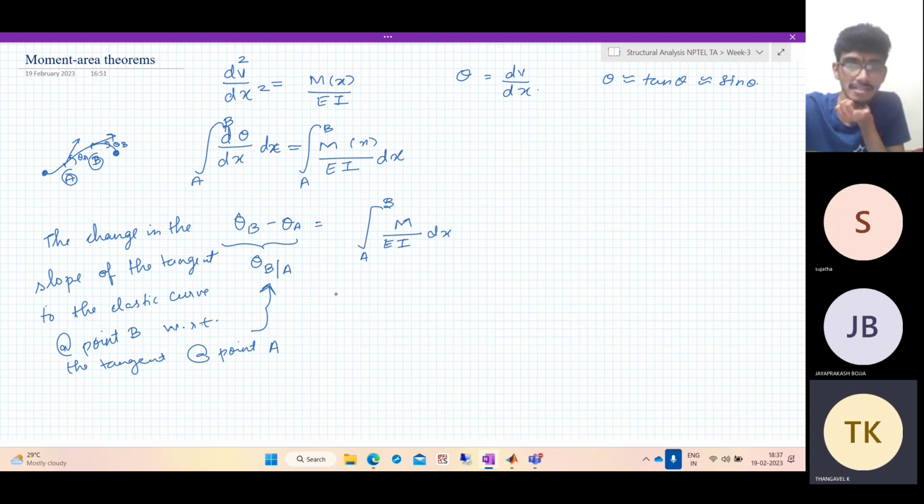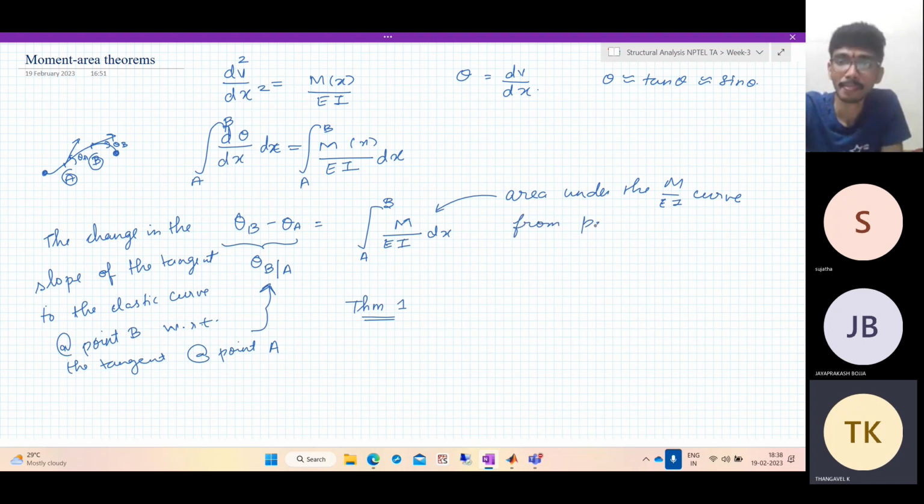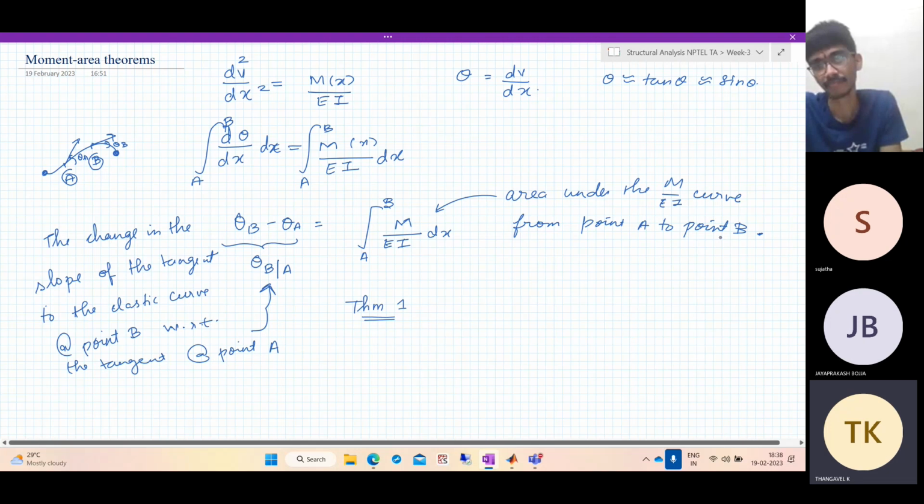So this forms the first theorem. The first moment area theorem states that, and what is on the right hand side? This is nothing but the area under the M/EI curve from point A to point B. So this is clear. So what is the first theorem?